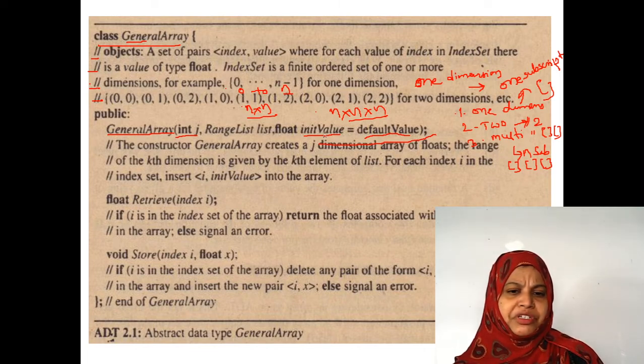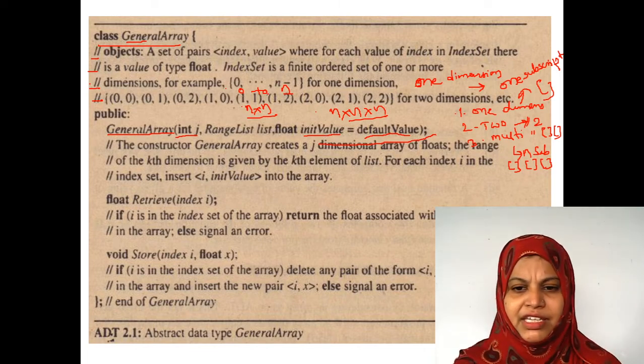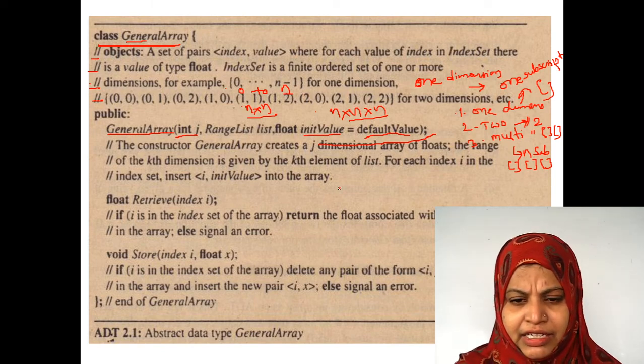At the ith memory location we are going to store the value. See here, for example, this is the array.